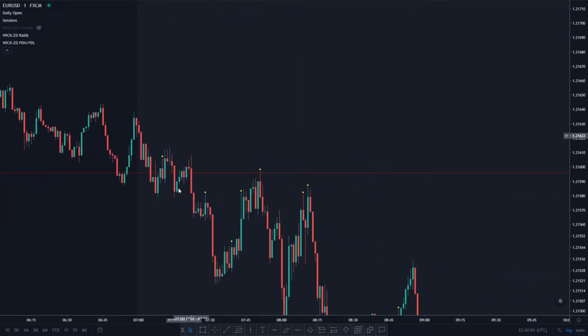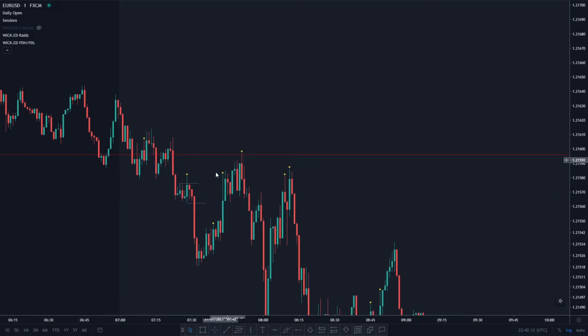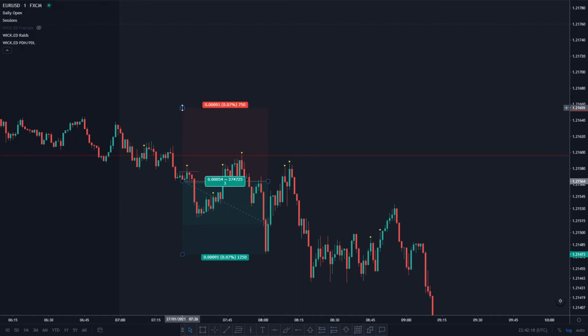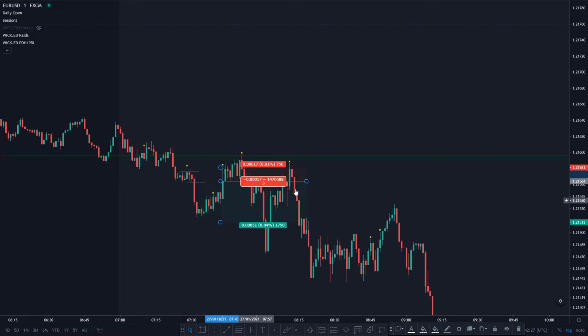Cool. Now, if I just mark out every raid which was followed by a break of structure, we have a raid followed by a break of structure, return, and then it hit SL, right? So we're still gonna mark it out. You would have put your entry at the breaker, stop loss at the stop raid, and then a 3R TP, right? So around here is fine, and you would have got stopped out.